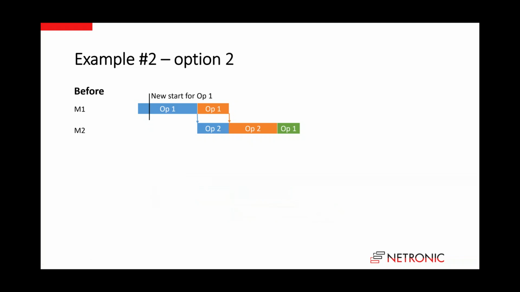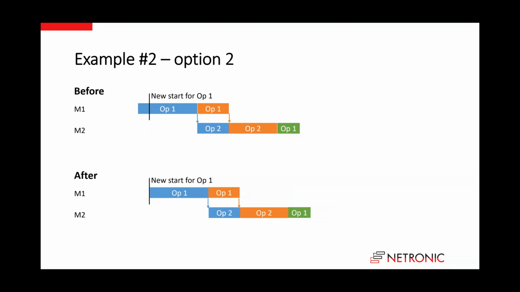The other option, same scenario, is that we want to keep the queue on machine 1. So we want to have the blue first and then the orange. So we move this out. This moves out everything else.